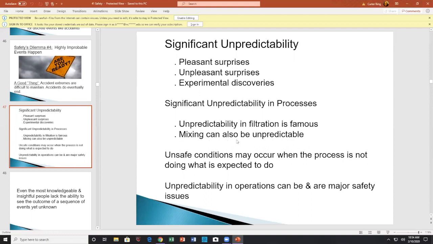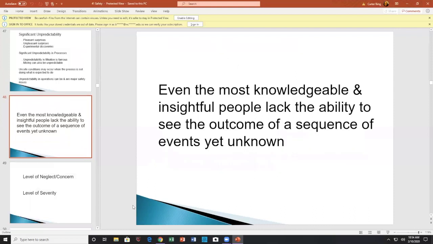in the lab, everything went fine. In the plant, everything balled up on the impeller. Now, that was a very unsafe situation. Unsafe conditions may occur when the process is not doing what it's supposed to do, what it's expected to do. Okay, unpredictability in operations can be major safety issues. So we're left with this dilemma, although I didn't call it a dilemma.